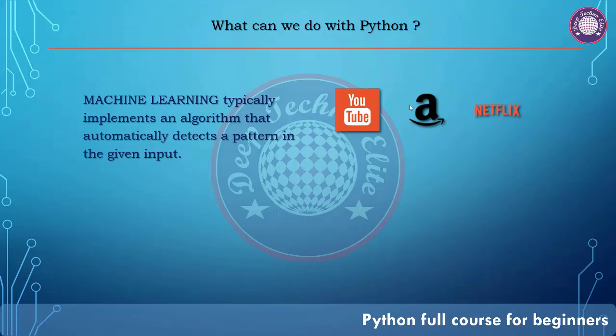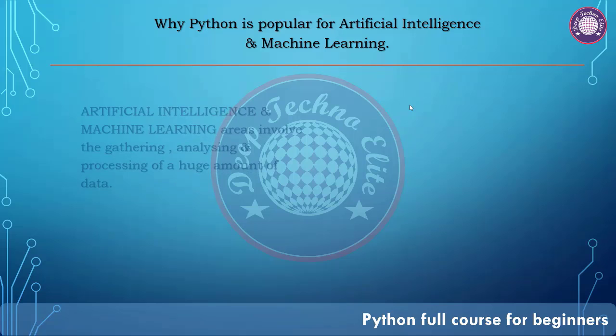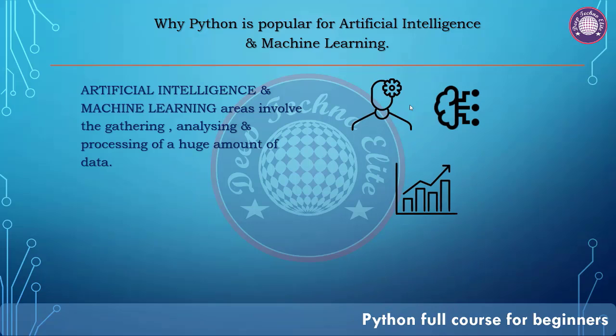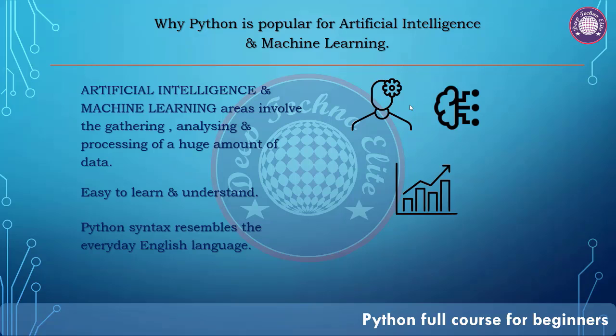Now let's understand why Python is popular for artificial intelligence and machine learning. Artificial intelligence and machine learning areas involve gathering, analyzing, and processing a huge amount of data on a daily basis. Most artificial intelligence and machine learning professionals look for a language that is easy to learn and understand, so they mostly prefer the Python language. Python syntax resembles everyday English, meaning artificial intelligence and machine learning scientists can work with complex systems easily.